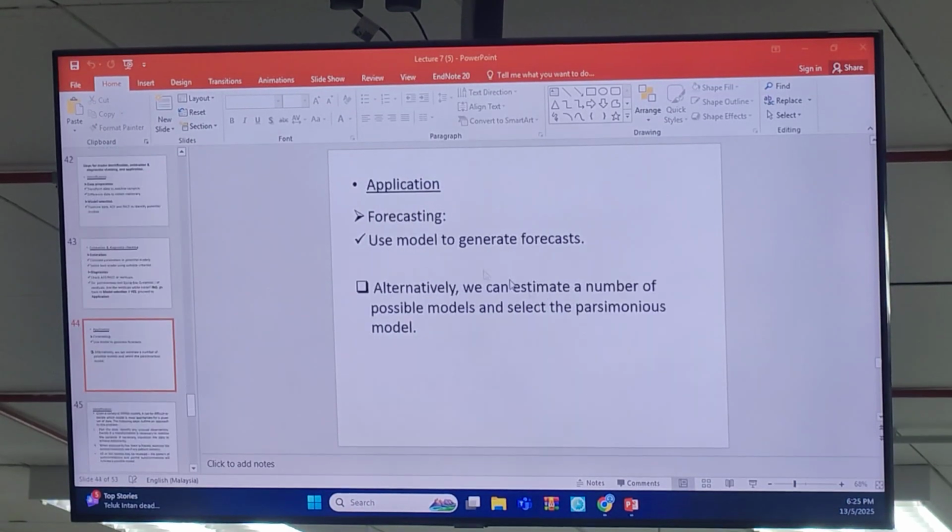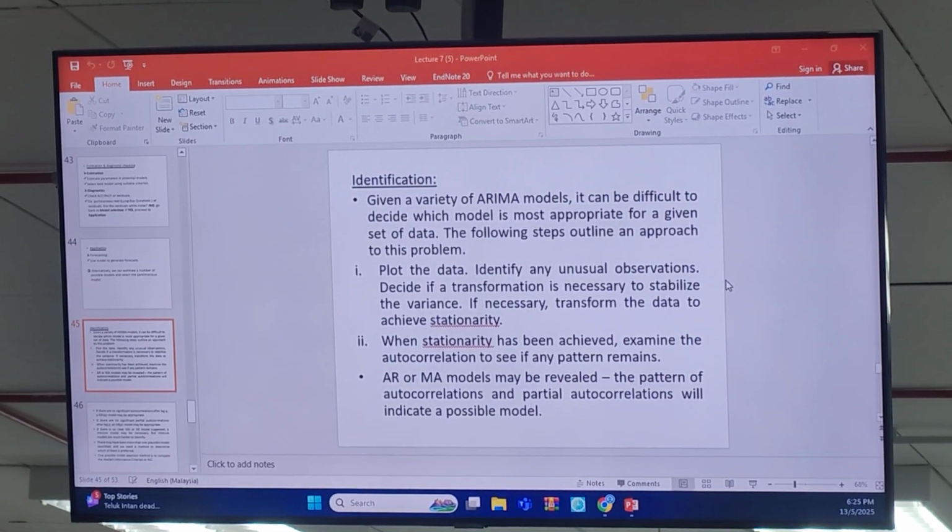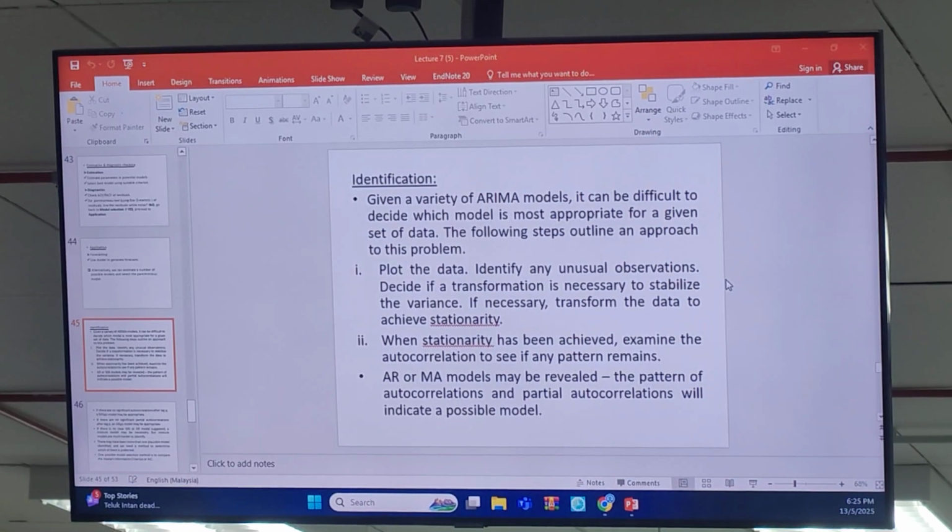So this one I already mentioned before, the one given by the diagram. In terms of identification, given a variety of ARIMA models, it can be difficult to decide which model is most appropriate for a given set of data. The following steps outline an approach to this problem.